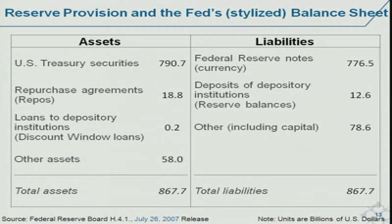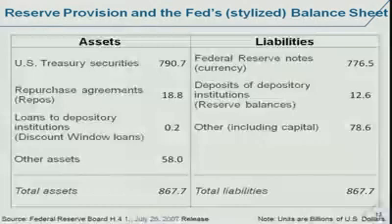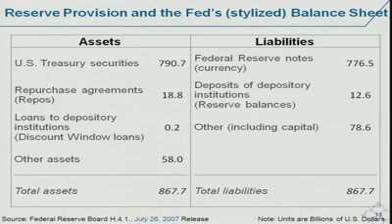This is a stylized version of the balance sheet of the Fed in 2007. I think it's July or something, 2007, so before the crisis. The assets were composed essentially of Treasury securities, and the total assets were below $1 trillion. This is 867 billion. The liabilities were composed essentially of currency, and then there were some reserve balances, for a total of 867.